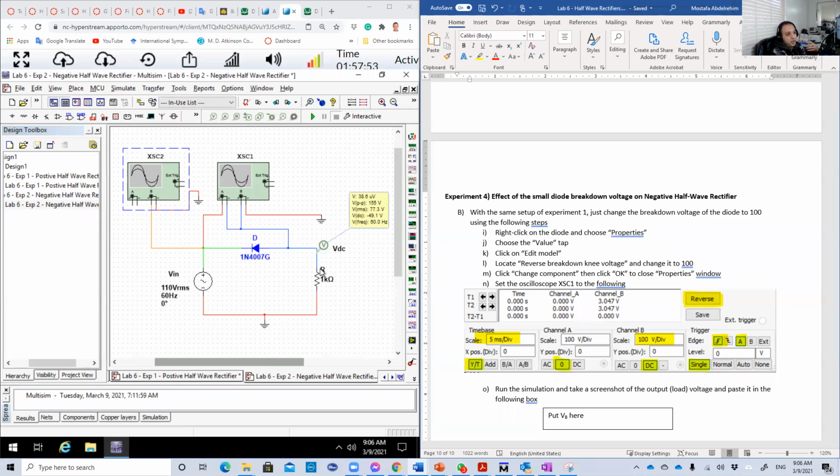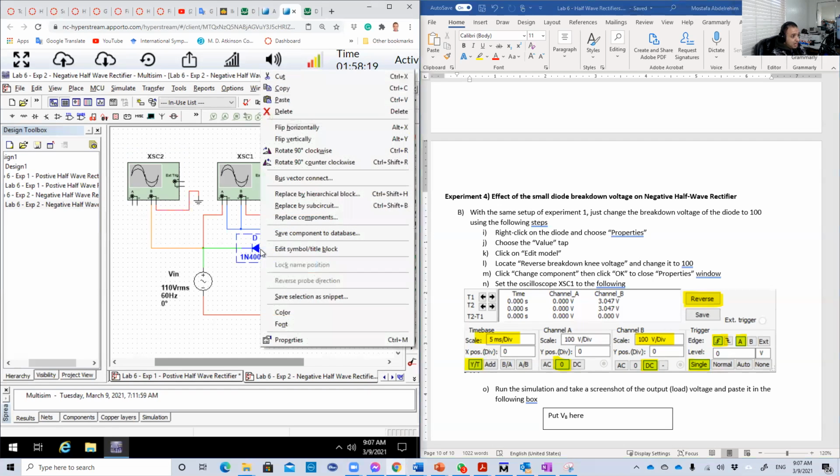Hello guys, so this is the fourth experiment of lab 6 in which we're going to study the effect of reducing the breakdown voltage of the diode on the output DC. We're going to follow the same steps that we did in the second experiment of this lab, in which we changed the diode model and reduced the breakdown voltage to 100 in the positive half wave rectifier. We'll just do the same here for the negative half wave rectifier.